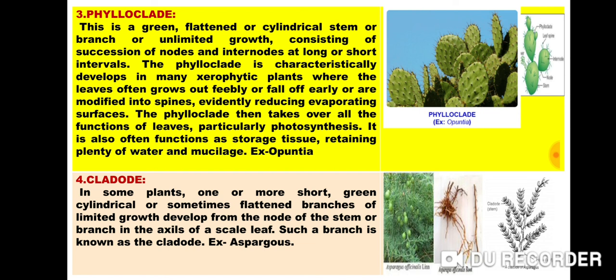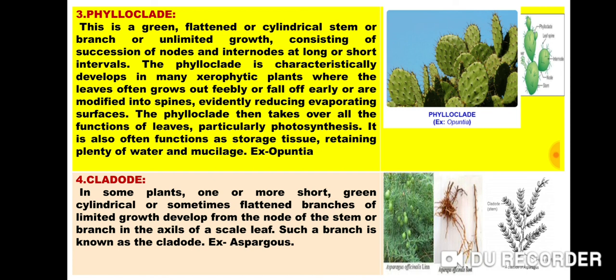The phylloclade then takes over all the functions of leaves, particularly photosynthesis. It also often functions as a storage tissue, retaining plenty of water and mucilage. The best example is Opuntia.